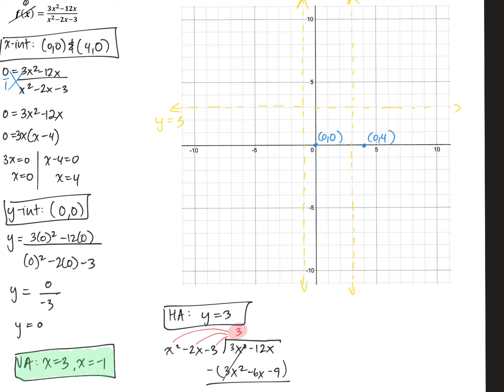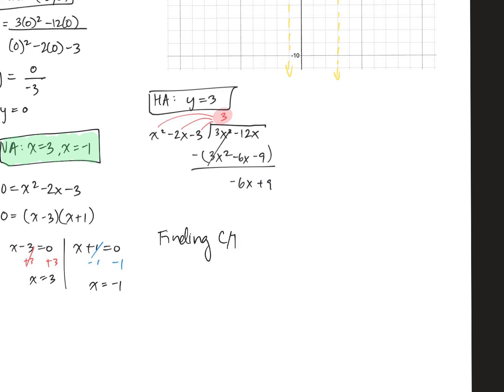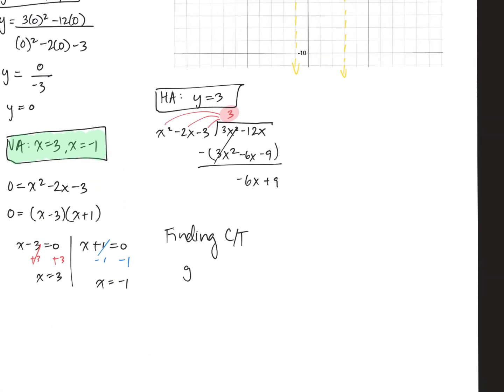All right, we're rolling along. What's the next step? Cross touch point. Okay, so how do we find the cross touch point? Well, we set our function, which in this case is f of x, equal to our horizontal asymptote. That's right. So let's go ahead and set them equal to each other. So f of x, which was 3x squared minus 12x all over x squared minus 2x minus 3, equal to our horizontal asymptote, which was 3.